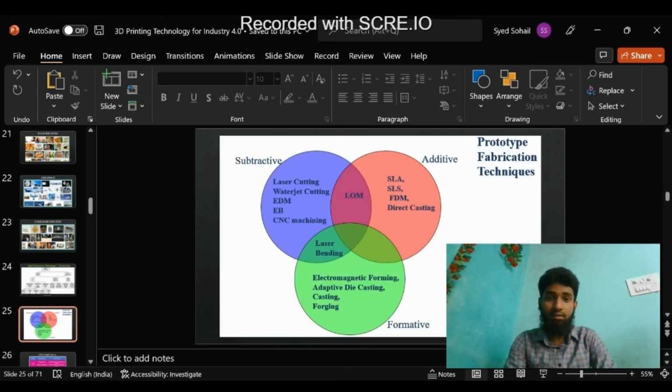Finally, if you look at prototype fabrication techniques, in terms of subtractive we have laser cutting, water jet cutting, EDM, electric discharge machining, EB, and CNC machining as well. These are all subtractive methods of creating a prototype. In terms of additive, you have SLA, stereolithography, selective laser sintering, fused deposition modeling, and direct casting. And in terms of formative, you have all these things. So there are some common points as well.